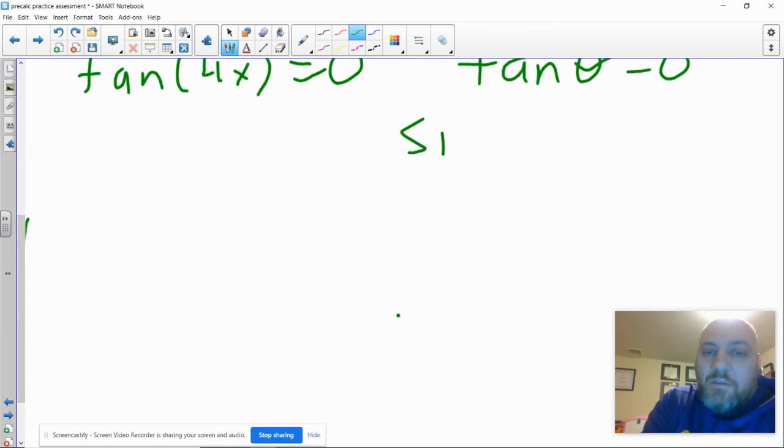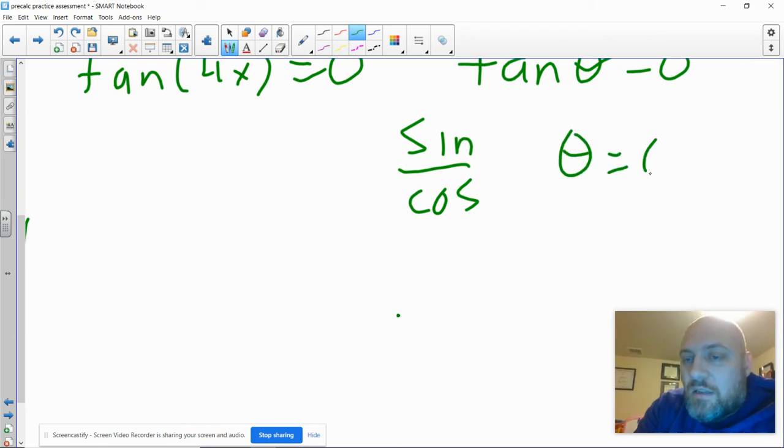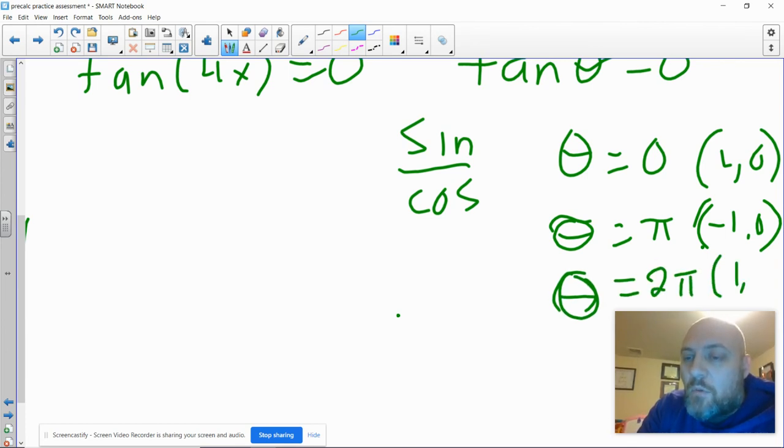Because tangent is sine divided by cosine, I need to find the ordered pairs in which the second value, the sine value, is 0. And that occurs when theta equals 0, because I'm at the coordinate 1, 0. So 0 divided by 1. That occurs when theta equals pi, because I'm at the coordinate negative 1, 0. And 0 divided by negative 1 is 0. And that occurs a third time on the unit circle at 2 pi, when I'm back at 1, 0.